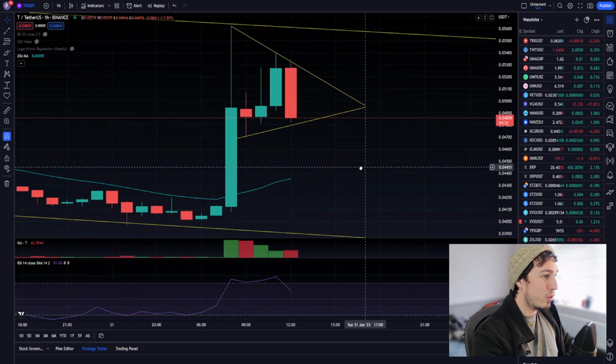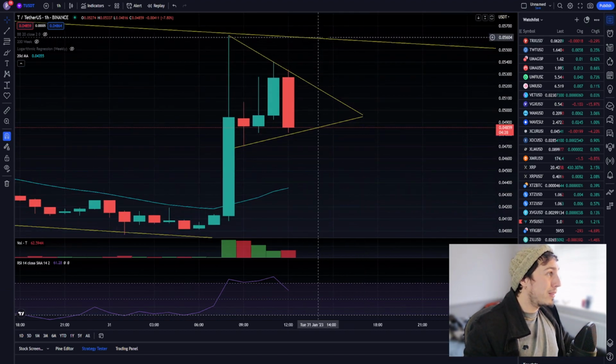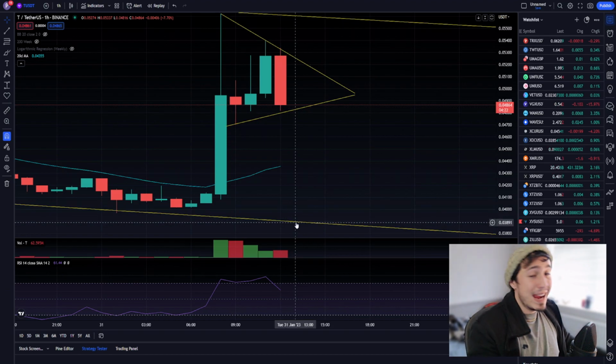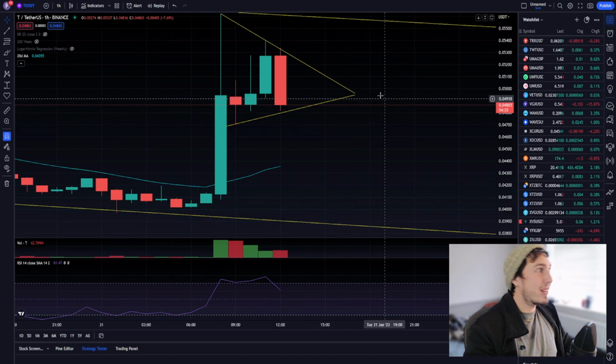We've got a bit of a bull flag formation. We could pump up to 0.056, or we could actually lose support over here at 0.048 and then flop back down to 0.038. So anything can really, really happen in these markets right now.